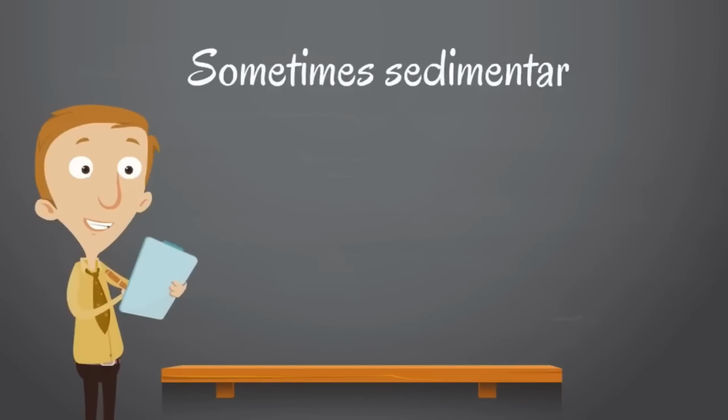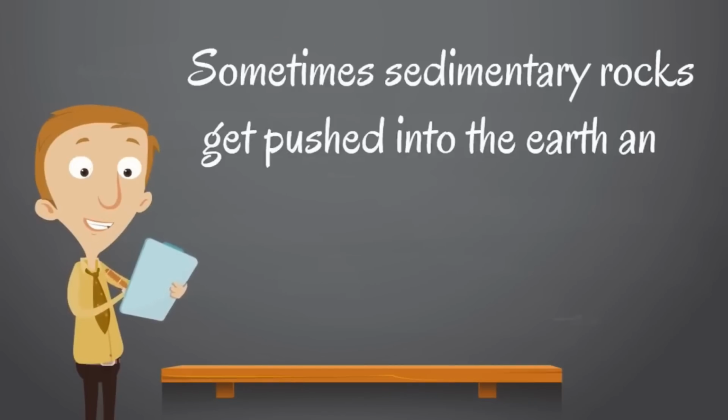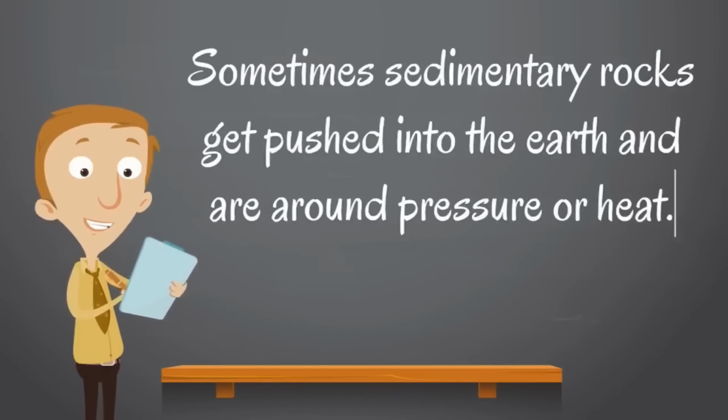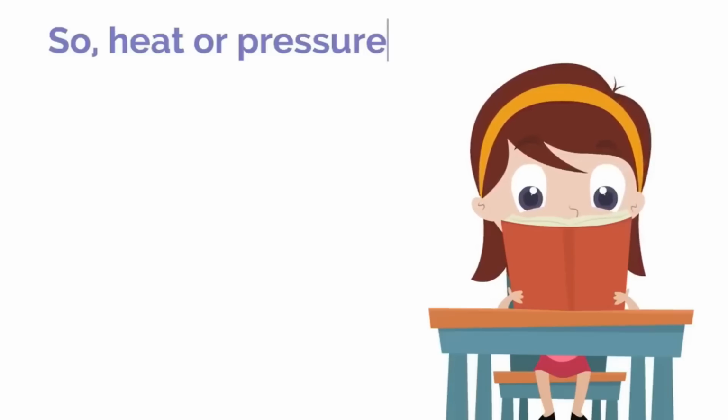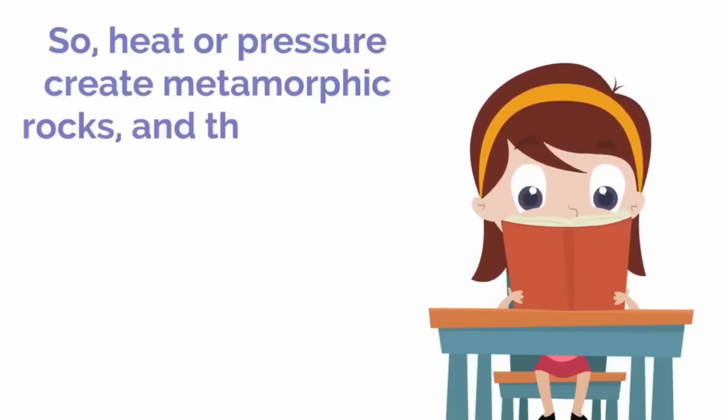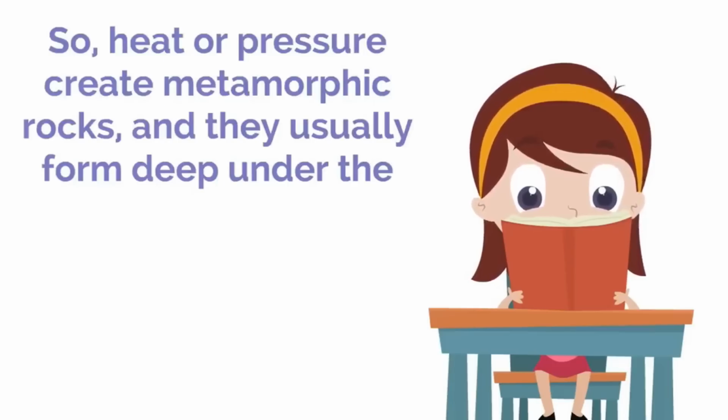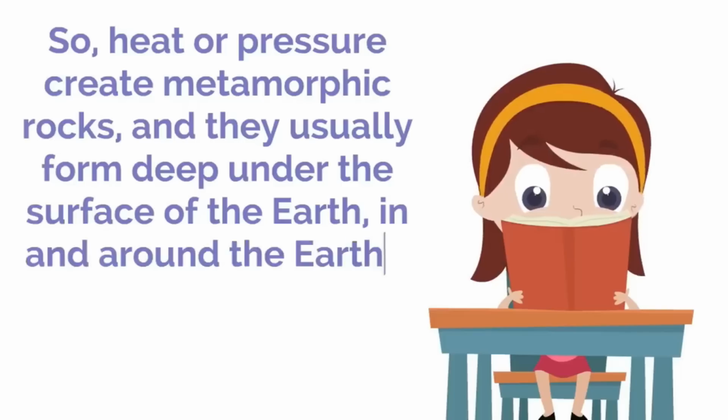Now, sometimes sedimentary rocks get pushed into the earth and are around pressure or heat. Then the sedimentary rock turns into a metamorphic rock. It morphs or changes into a different rock. It has become metamorphic. So, heat or pressure create metamorphic rocks, and they usually form deep under the surface of the earth, in and around the earth's crust.